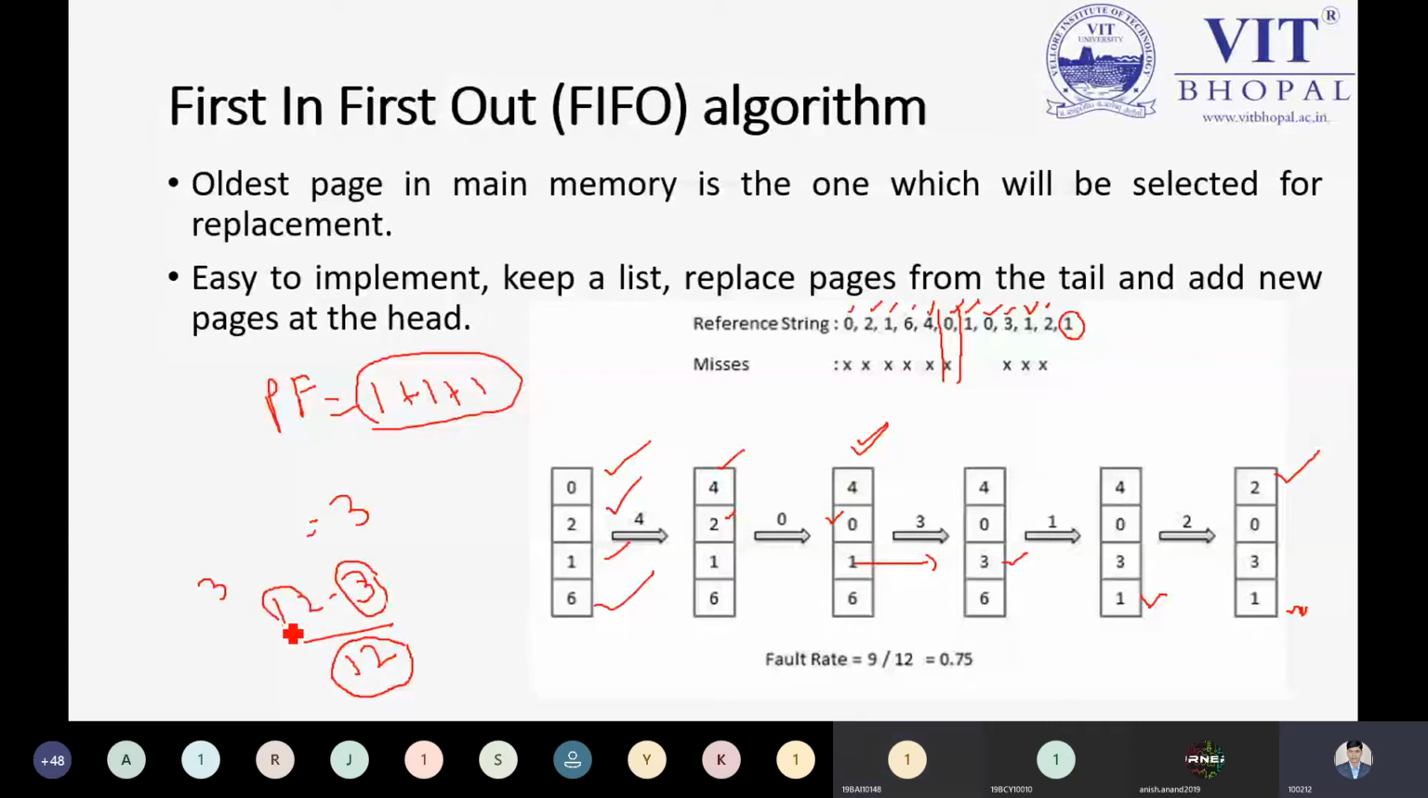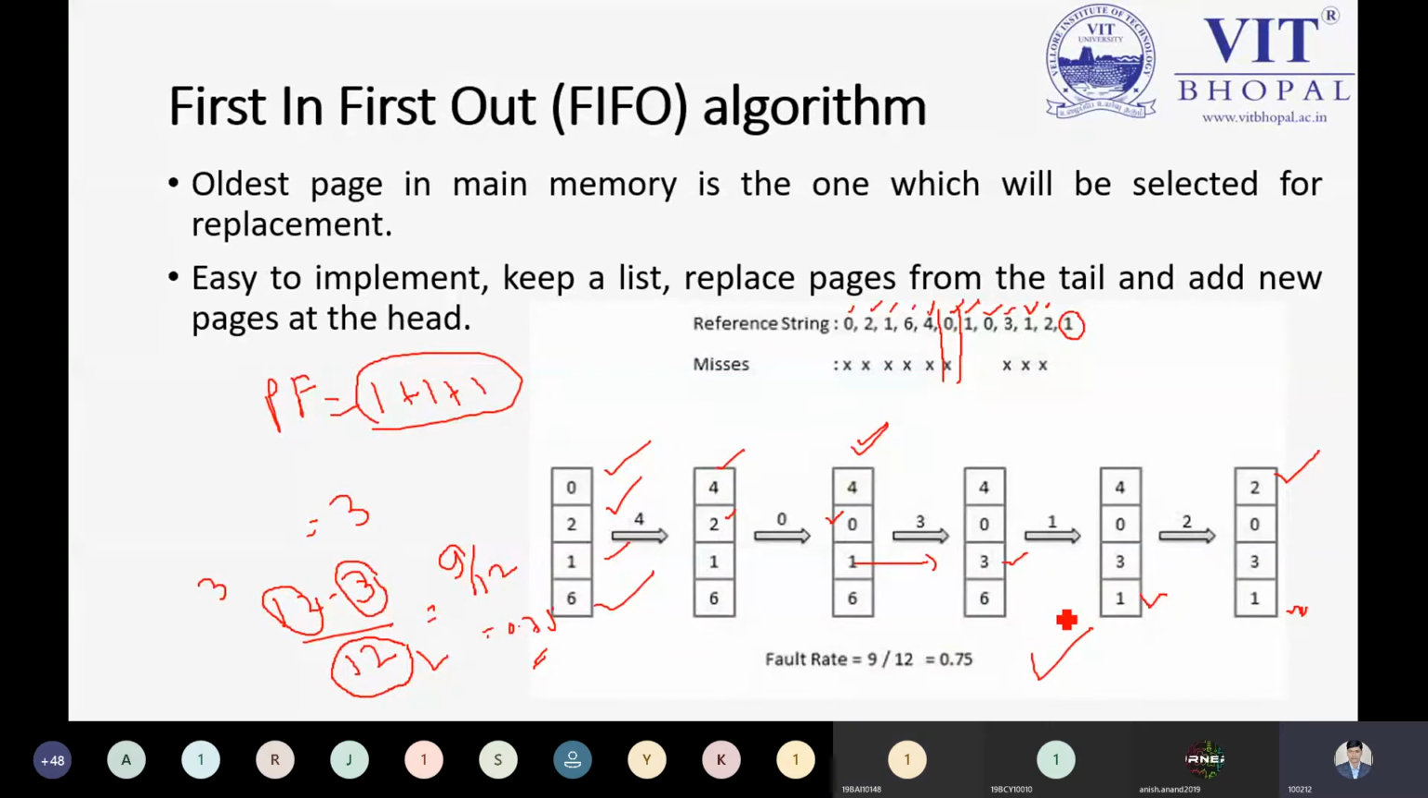And the total number of references we have is 12. So we need to define the fault rate: subtract the total number of page faults from the references, that is 12 minus 3, which is 9, and divide by 12. So we will get the value 0.75. So this is the value we got, 9 divided by 12, that is 0.75. So this is the first in first out algorithm.